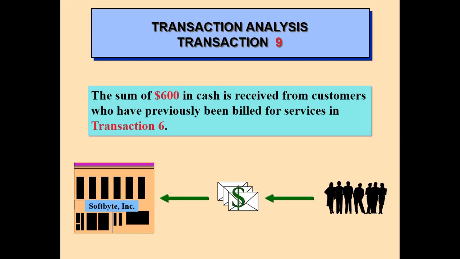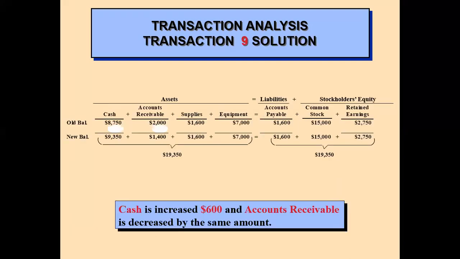Yes, sir. Go ahead, please. Yes sir. So 600 taka plus cash and 600 taka minus account receivable. Still our equation is equal, 19,350, 19,350.